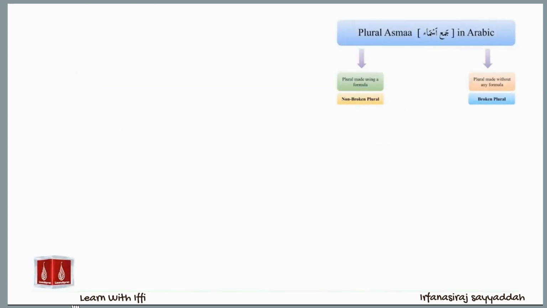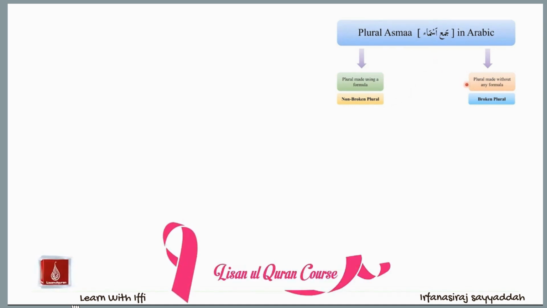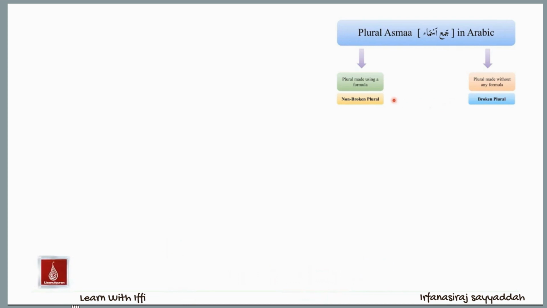Here is a summary of plural asma or jama asma in Arabic. Jama asma or plural asma will be of two types. These are plural asma that are made using a formula, also called non-broken plural, and there are plural asma that are made without the use of any formula, also called broken plural. Let us look at non-broken plural in more detail.